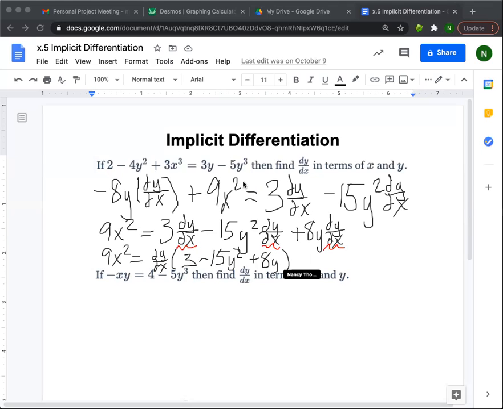Lastly, to get that dy/dx by itself, I just have to divide both sides by that whole term. So what I end up with is that dy/dx is equal to 9x squared divided by the quantity of 3 minus 15y squared plus 8y. This still feels tedious, yes, I know, but it's not nearly as bad as if you tried to solve that first equation by hand. So now we'll try it again.